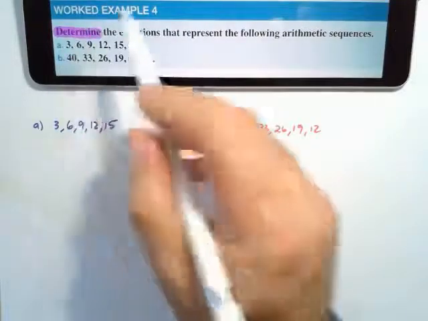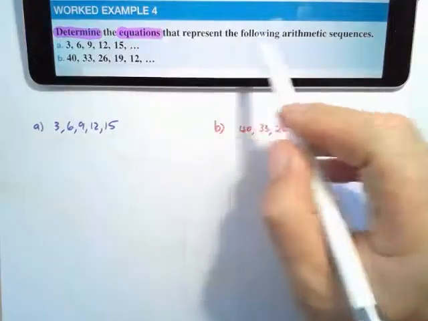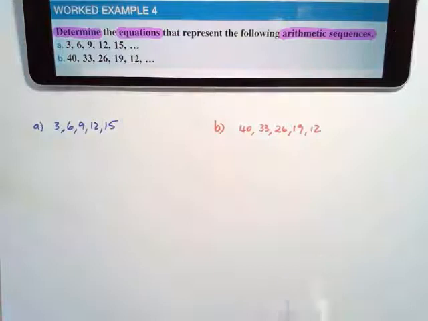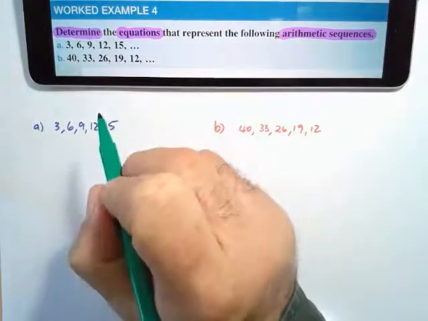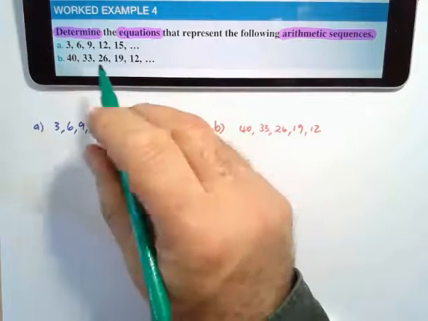Determine or find the equation that represent the following arithmetic sequences. So I need to find the equation. The first thing that I remember is the general equation. They don't ask for the recursive, they want to know the equation.